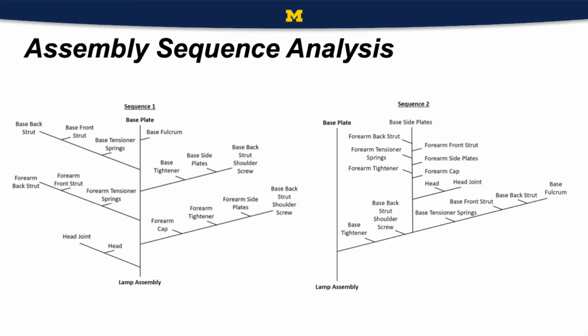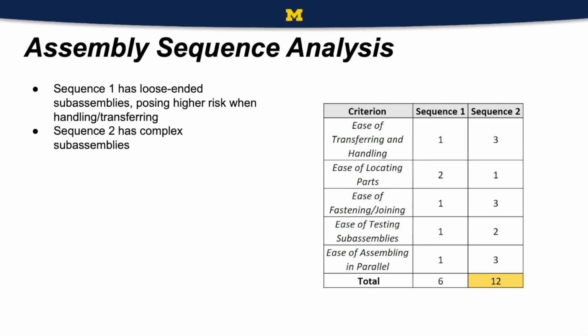Here we have two possible assembly sequences that can be used for the table lamp. The first assembly sequence involves assembling the lamp vertically, adding one part at a time. The second assembly sequence involves constructing sub-assemblies and then combining these sub-assemblies to get the final product. It was decided that method 2 is a superior assembly sequence in every category other than ease of locating parts. Assembly sequence 2 involves better grouping of components, which leads to less undesired movement during assembly, and thus is the preferred assembly sequence.